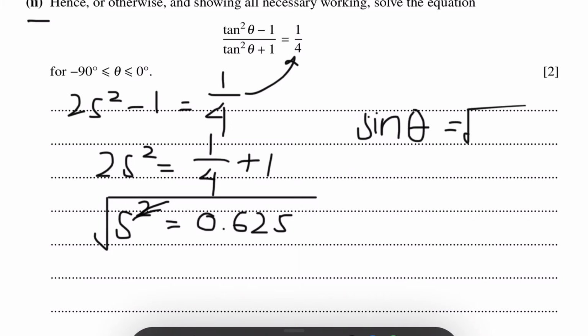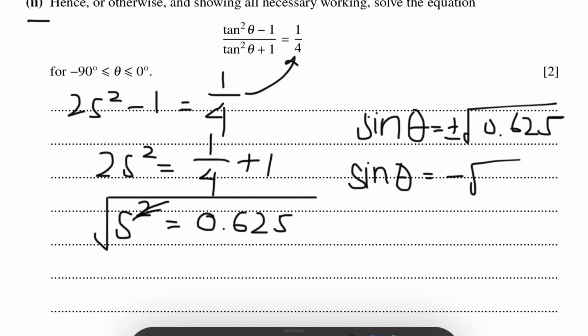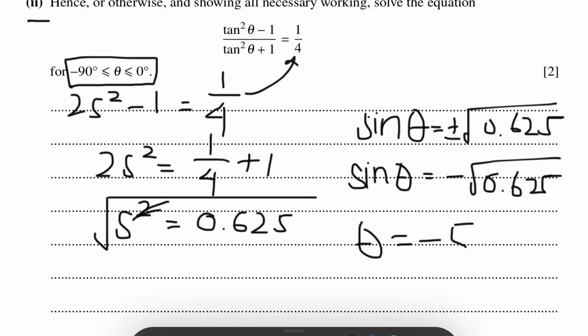You're going to square root the whole thing, so you can cancel out the square here. The square root of 0.625. Don't forget the plus minus sign. And you will have sine theta is equal to negative square root of 0.625 because your inequality, your boundary is shown. Your theta is negative 52.2 degrees.